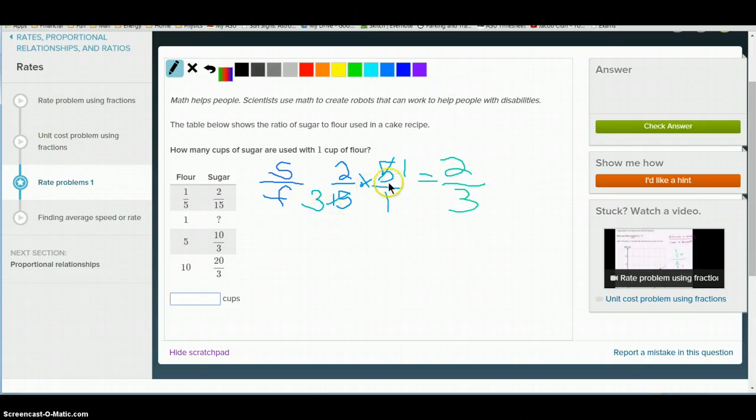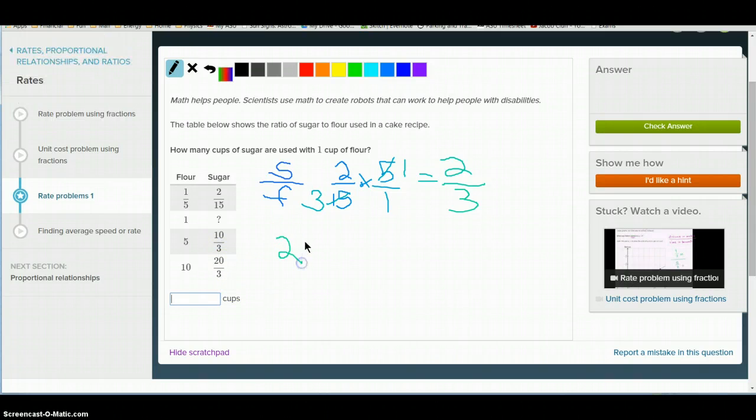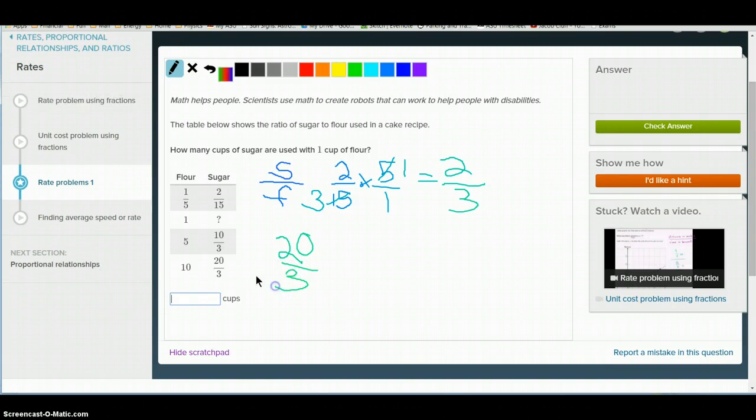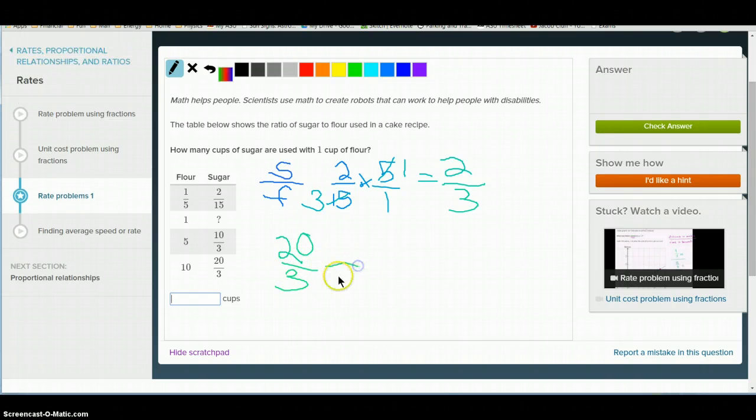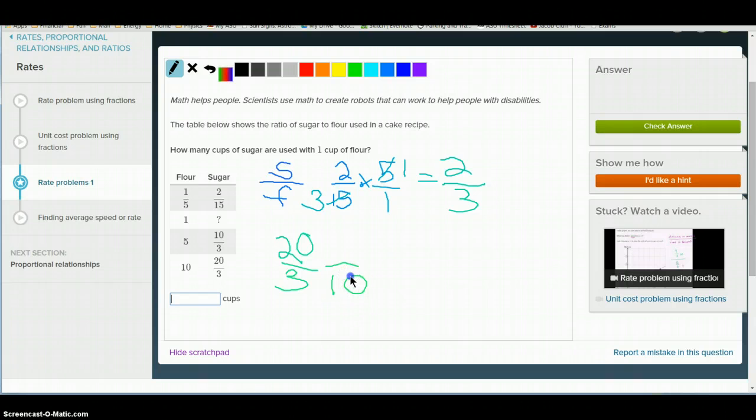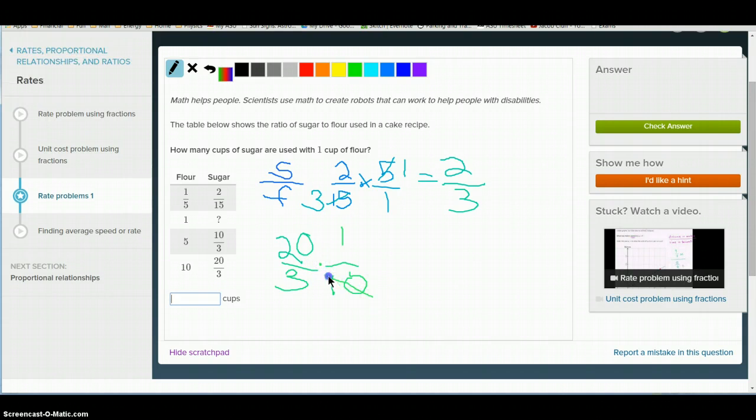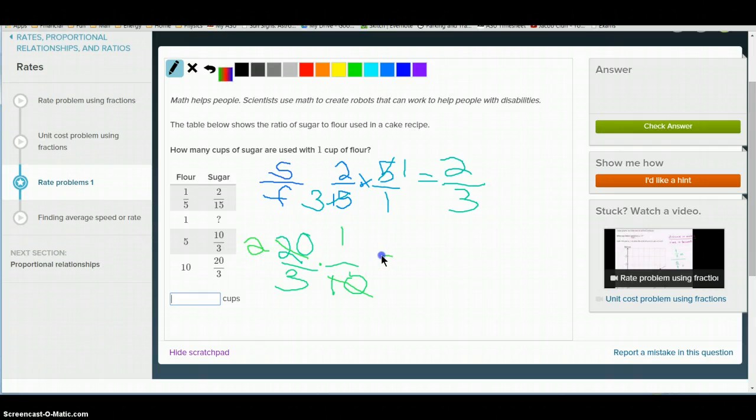And with something like this, you might want to take 2 just to make sure. So let's take this last one down here, 20 over 3. That's the sugar value. And then we're going to divide that by 10. Dividing by 10 is the same thing as multiplying by 1/10. And so this will simplify here, and we're left with, again, 2/3.